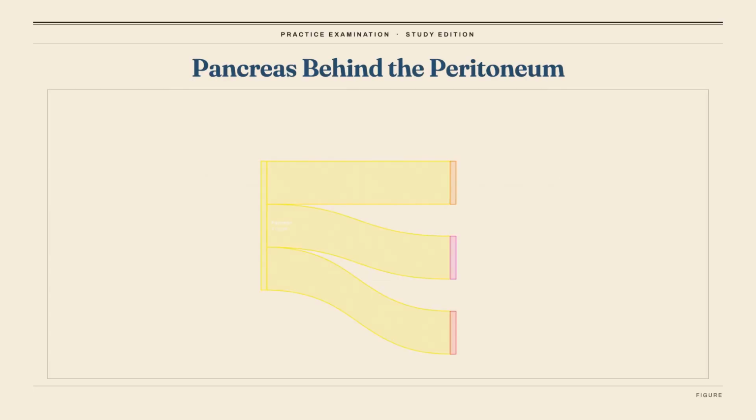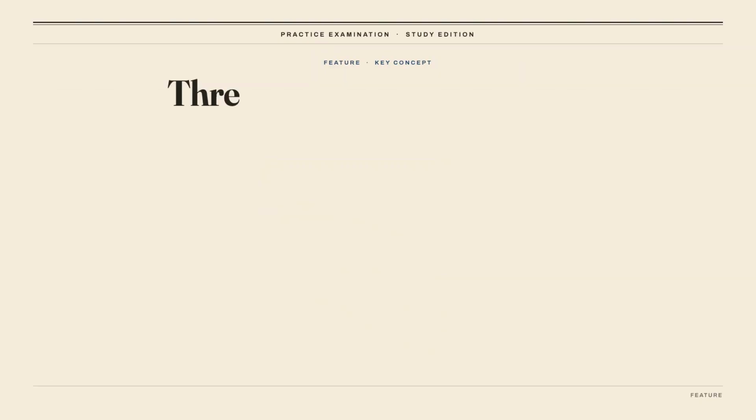The pain sits epigastric or in the left upper quadrant and radiates straight through to the back, not around the flanks or up the shoulder. That's because the pancreas lies retroperitoneally, tucked behind the peritoneum and right in front of the vertebral column. So inflammation there is felt posteriorly, and unlike many abdominal pains, it stays steady rather than coming in waves.